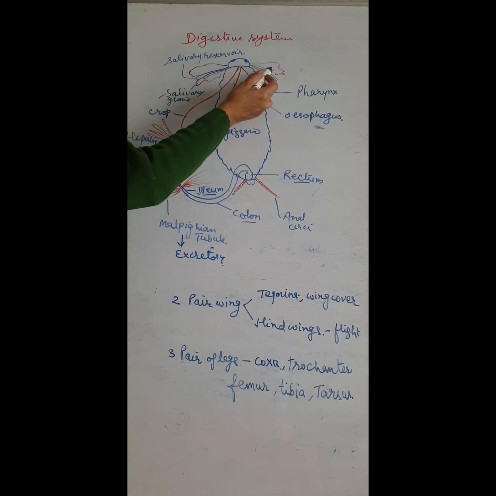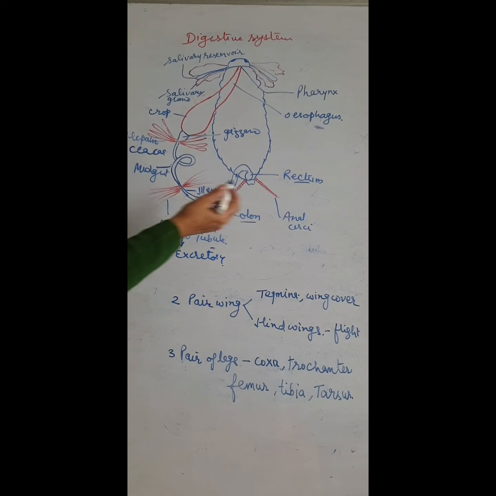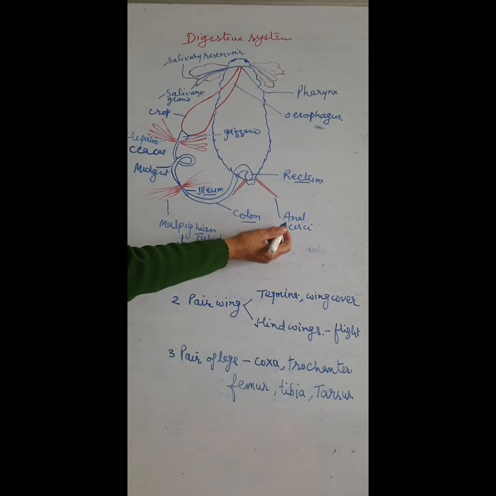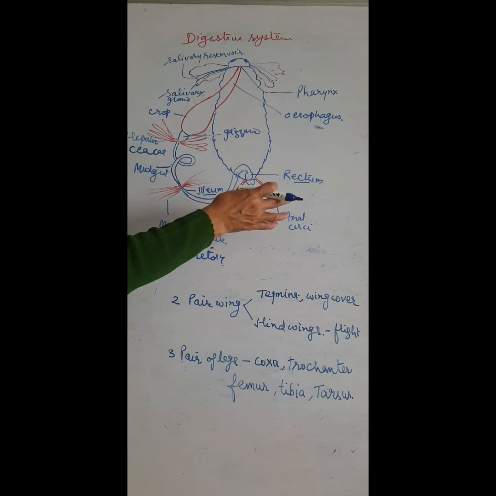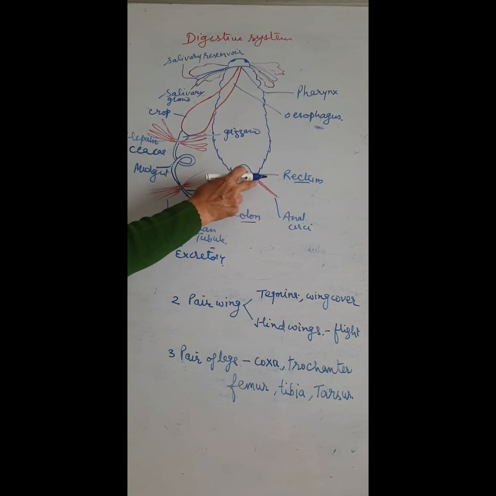These are the salivary glands, and this one is the salivary reservoir. The anal styles are found in both male and female cockroach. They are sensory in nature. They are found at the 10th segment of the body.